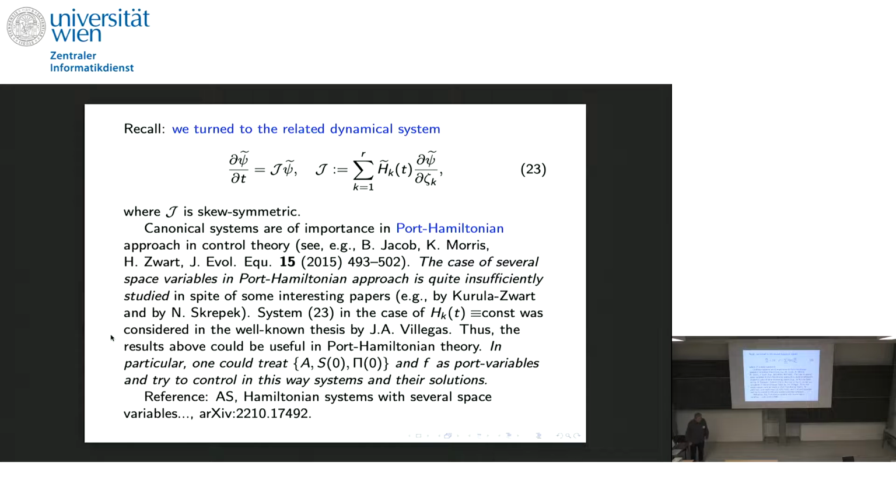And we obtain explicit solutions. And one of the uses it may have in the Port-Hamiltonian theory is if we treat this triple and F, which define our systems and solutions, to optimize and control our systems and solutions, as it is done in the Port-Hamiltonian theory. This is the reference, and thanks for your attention.